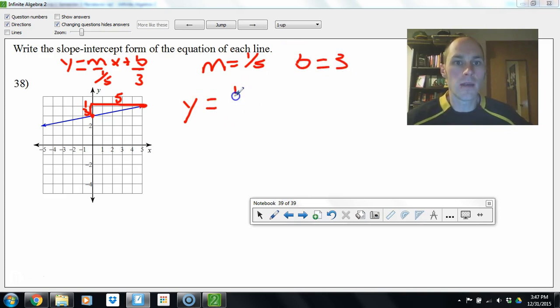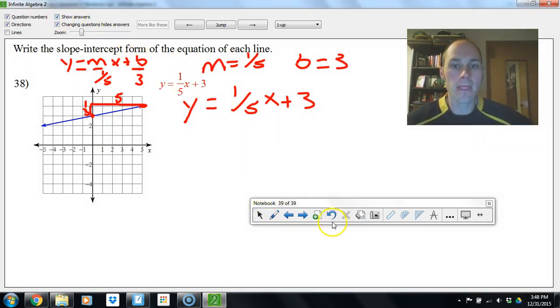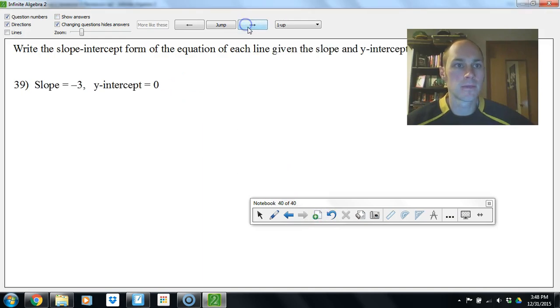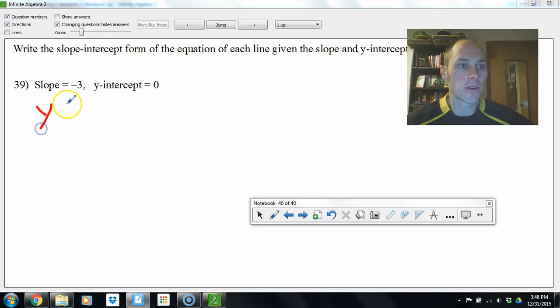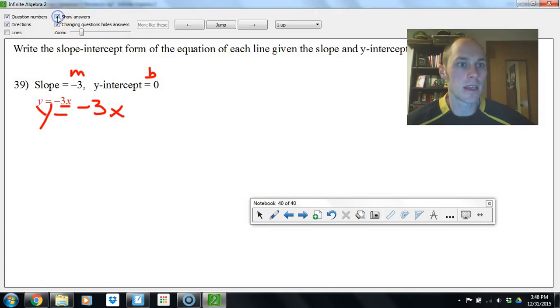So y equals mx plus b. Since it's a positive intercept, it's plus. For a negative intercept, it would be minus. Slope-intercept of this one. It's already written out for us. So y equals mx plus b. So -3x plus 0. I don't need to write the plus 0. I can save myself some ink or pencil lead.